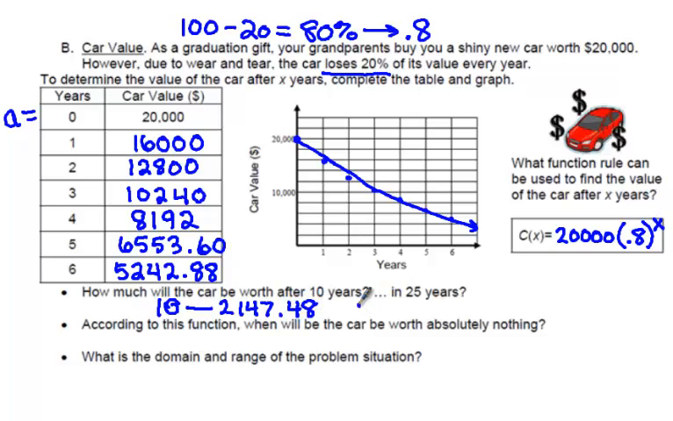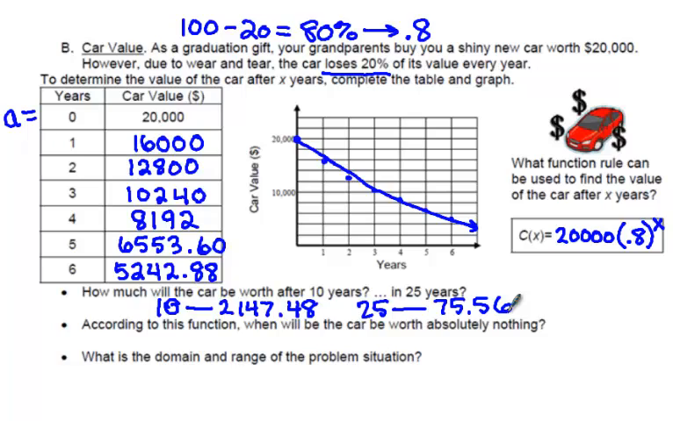Okay? In 25 years, you're just going to replace the exponent with 25 instead of 10. And you get $75.56.